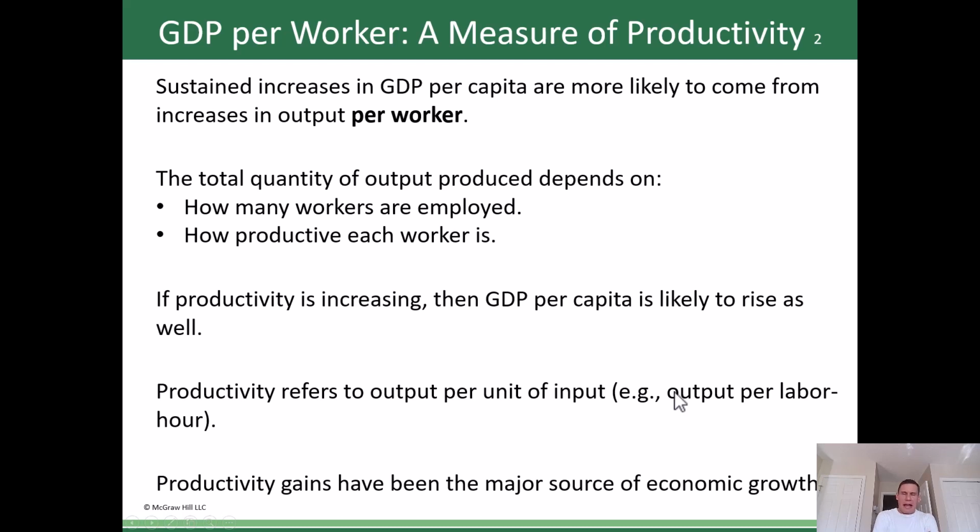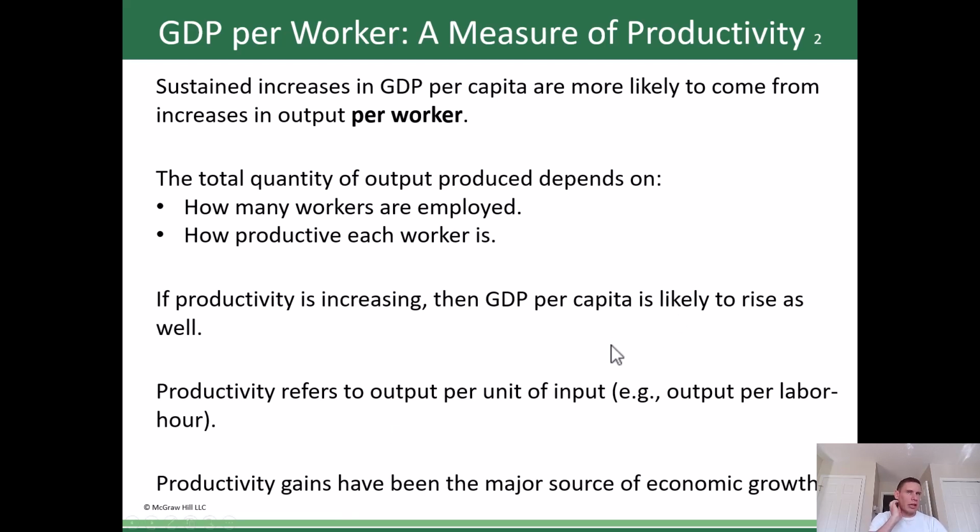Now, increases in GDP per capita that have been sustained are more likely to come from increases in output per worker. What I mean by that is more so than the number of workers increasing necessarily. The total quantity of output produced depends on how many workers are employed and how productive each worker is, obviously. So if productivity is increasing, then GDP per capita is likely going to rise as well. Productivity refers to the output per unit of input. So think about the output per labor hour, for example. And productivity gains have been the major source of economic growth.